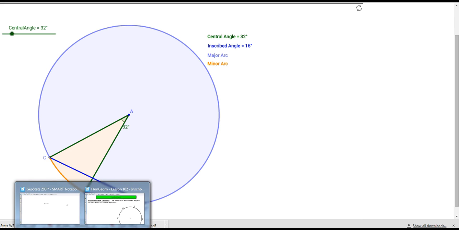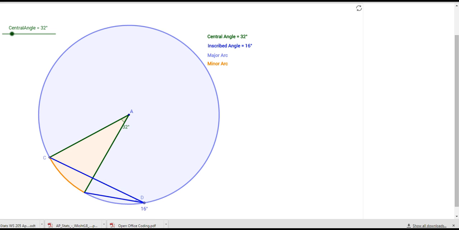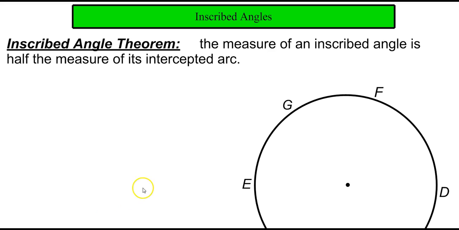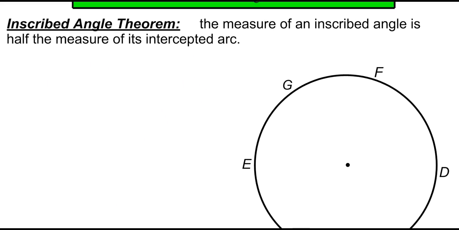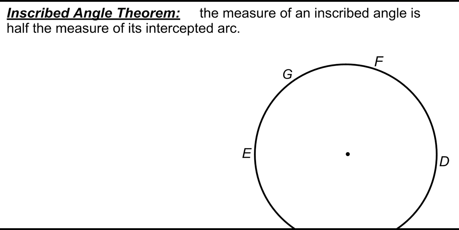So let's put into math terms what we just talked about here. What we talked about essentially was the theorem that describes the relationship between the inscribed angle and the intercepted arc. The measure of an inscribed angle is half the measure of its intercepted arc.